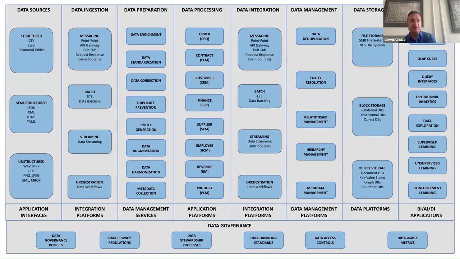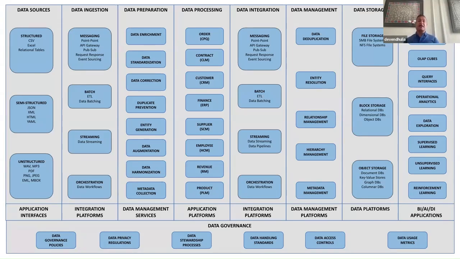This could be underlying storage, could be file storage or block storage, or now with NoSQL database, it could be object storage to support document databases and key value stores, etc. And once that is done, you can run your business intelligence, data intelligence, artificial intelligence applications for visualization, creating OLAP cubes, creating these SQL query interfaces, doing operational analytics as well as data exploration and diagnostics, and then the various different machine learning kind of queries as well. As you see, the application services, integration platforms, data management services, data management platforms, and then BI and DI applications.